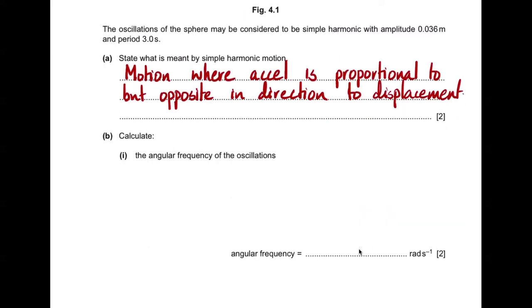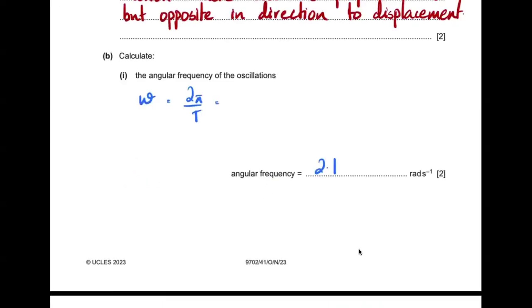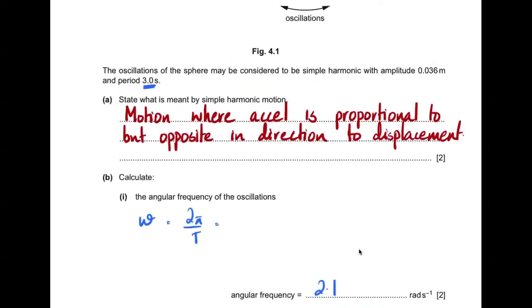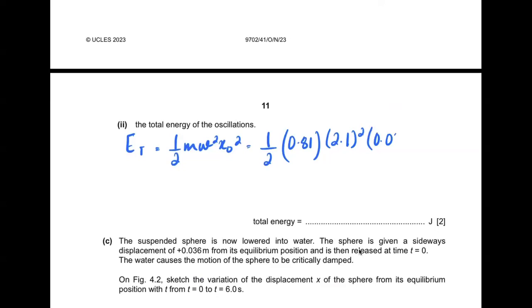B1, calculate the angular frequency. So T is given, so I can find omega, that's 2 pi over T. So 2 pi over 3, that would be 2.1 radians per second. Total energy, so the total energy formula is this, half m omega squared x naught squared. So half, and the mass was given as well, 0.81, omega from the previous part, 2.1 squared, and amplitude is 0.036 meters, so 0.036 squared. All right, this turns out to be 2.3 into 10 to the negative 3 joules.